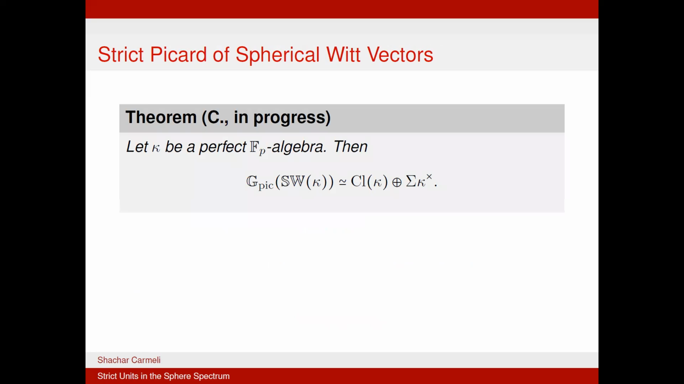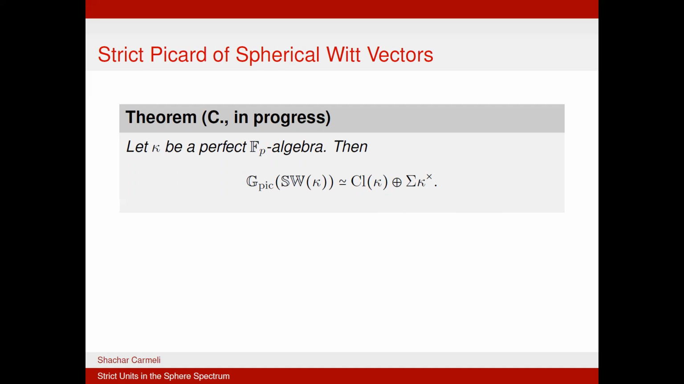So if kappa is a perfect F_p-algebra, then the strict Picard spectrum of the spherical Witt vectors of kappa has a very simple formula in terms of kappa itself. Namely, its pi 0 is the classical Picard group, or what I denote the class group of kappa, which is just the pi 0 of the Picard spectrum of ordinary discrete kappa-modules, so no suspensions here. And pi 1 is just kappa cross. So only Teichmüller lifts survive when you consider strict Picard elements, or strict units in this case.